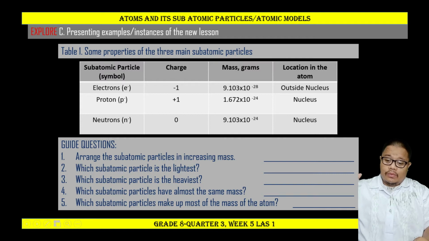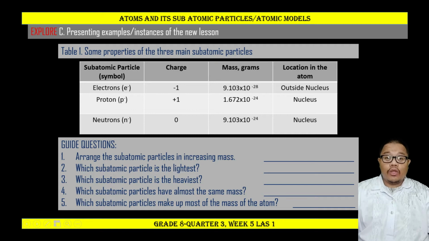We have electrons represented by symbol e, the exponent of negative. Charge is -1. Mass, in grams, 9.103 times 10 raised to the power of -28. Location in the atom, outside the nucleus.